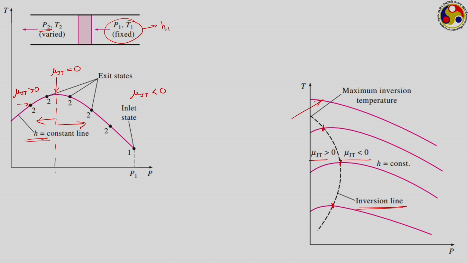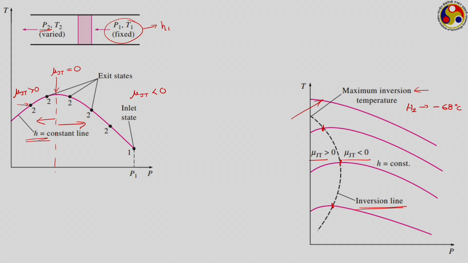Whereas, if your operation is restricted below the maximum inversion temperature, you can get both heating and cooling effect by choosing the outlet temperature and thereby modulating the value of this Joule-Thomson coefficient. As I have mentioned, this maximum inversion temperature is a property of the substance. For example, for substances like hydrogen, maximum inversion temperature is minus 68 degrees Celsius.